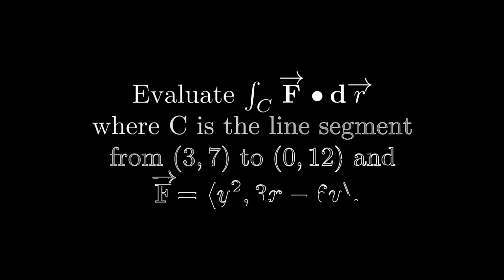Like last time, let's quickly go over a textbook style problem. Here's the question. Evaluate the integral of f dot dr, where f of x, y is y squared i hat plus (3x minus 6y) j hat, and C is the line segment from (3, 7) to (0, 12).